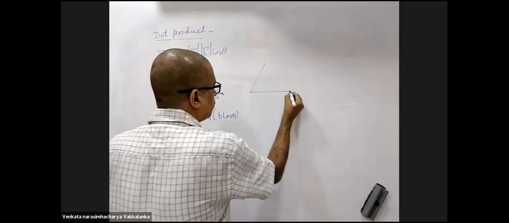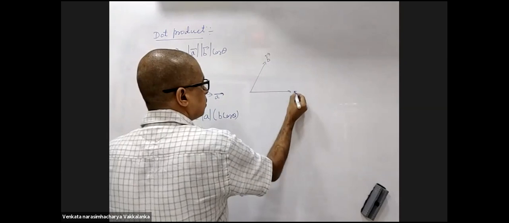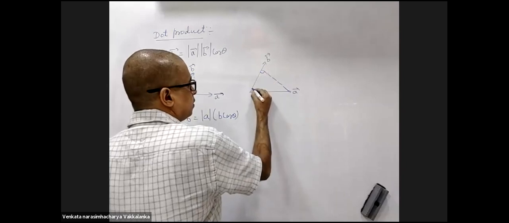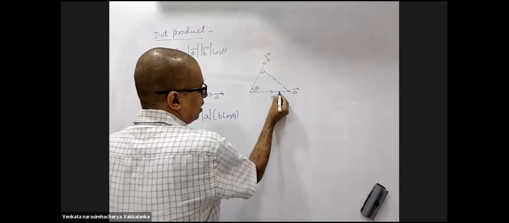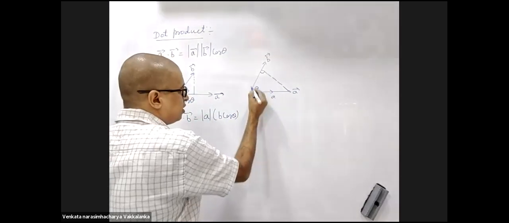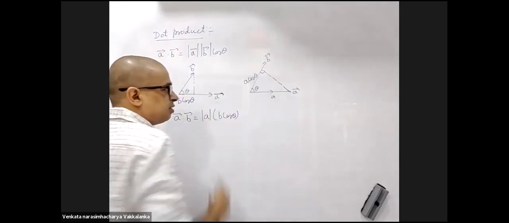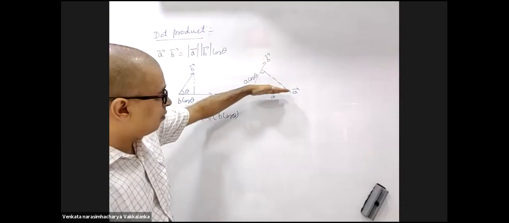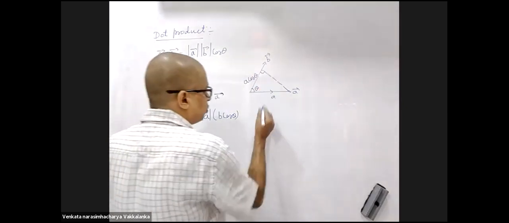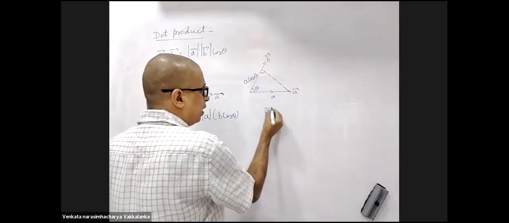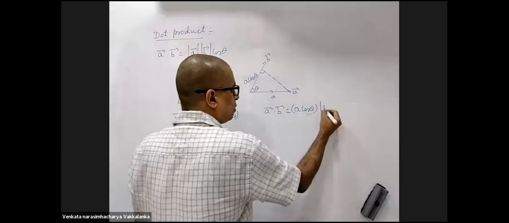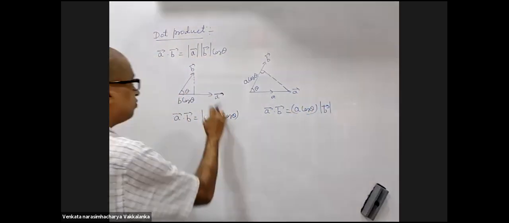Vice versa. Suppose if you tell me A is projected on B. This is A. A is projected on B. Whenever I resolve a vector adjacent to the angle, it is vector into cos theta. So when I project A on B, A dot B will be A cos theta into magnitude of B. Both of them are the same.